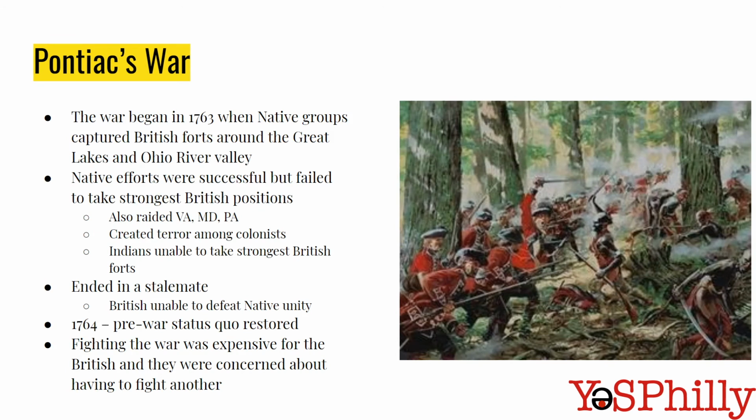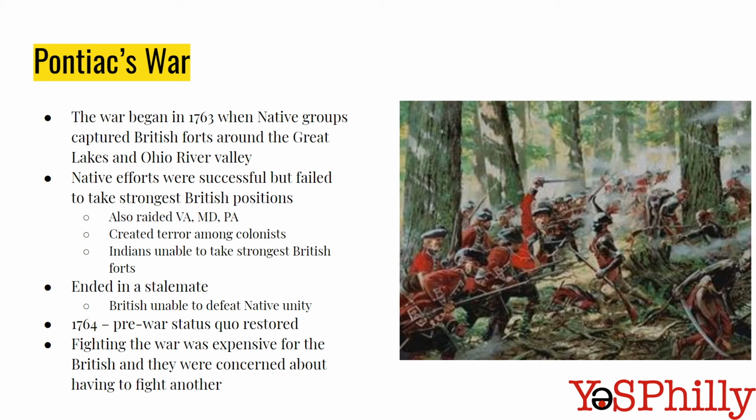And the war actually begins in 1763 when Native groups captured British forts around the Great Lakes and Ohio River Valley. And Native efforts are actually really successful. They take a lot of British forts, and they raid Virginia, they raid Maryland, they raid Pennsylvania. And this creates huge terror among white colonists in these British colonies. They're afraid that they could lose to Pontiac, because Pontiac and his allies are doing really well.